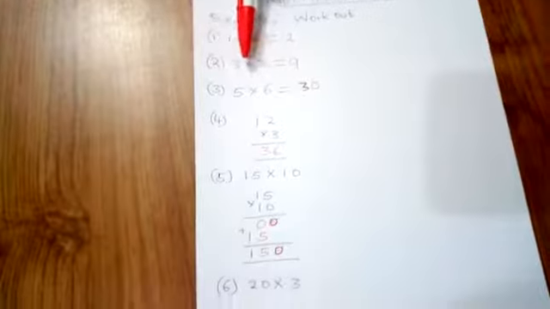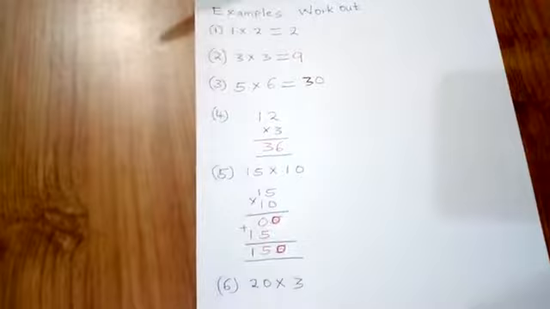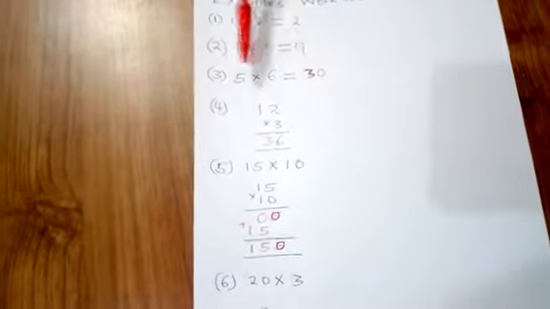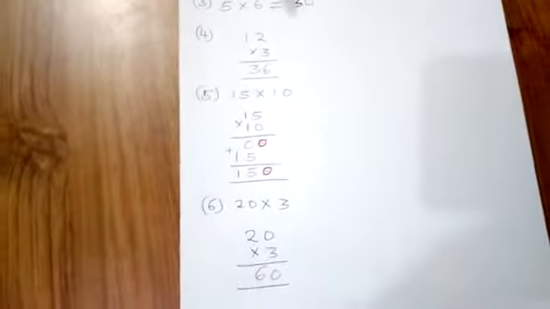Now, this multiplication from number 1 to 3 is arranged horizontally. So with bigger numbers or more than 2 digits, it's easier to arrange them vertically so that you can multiply them easily. Now, like our number 4 example, we have arranged the multiplication vertically. So we have 12 times 3.